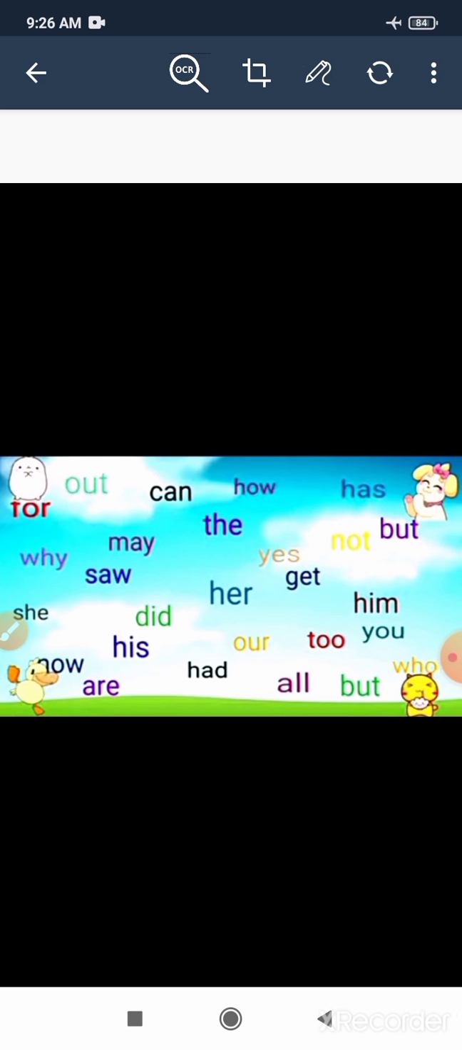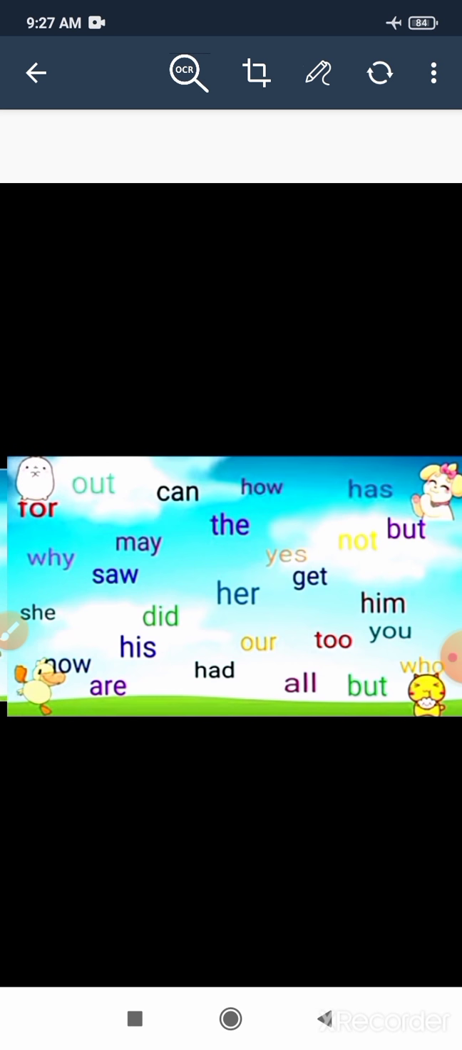So we saw three letter sight words. Okay. Now I will recall here 20 sight words are there. Three letter 20 sight words are there. Okay. Out, can, how, has, the, or the. May, saw, why, she, did, her, yes, get, not, but, has, him, you, to, or did his now or had or but who. So we learn three letter sight words.